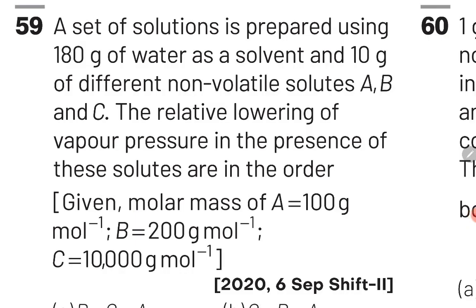Yes, students, the seventh question of this chapter is, a set of solutions is prepared by using 180 grams of water as a solvent and 10 grams of different non-volatile solutes A, B and C. The relative lowering of vapor pressure in the presence of these solutes are in the order of, given that molar mass of A is 100 grams per mole, that of B is 200 grams per mole and that of C is 10,000 grams per mole.